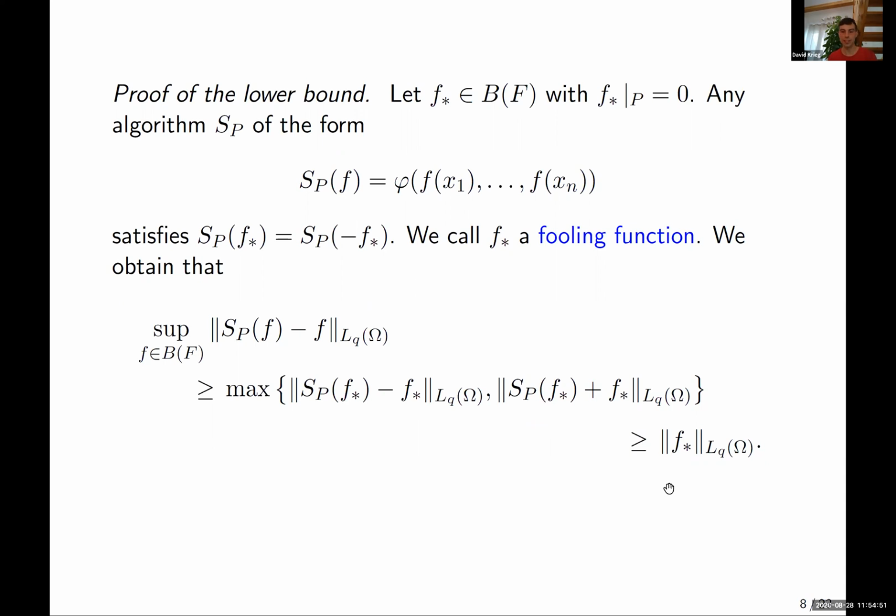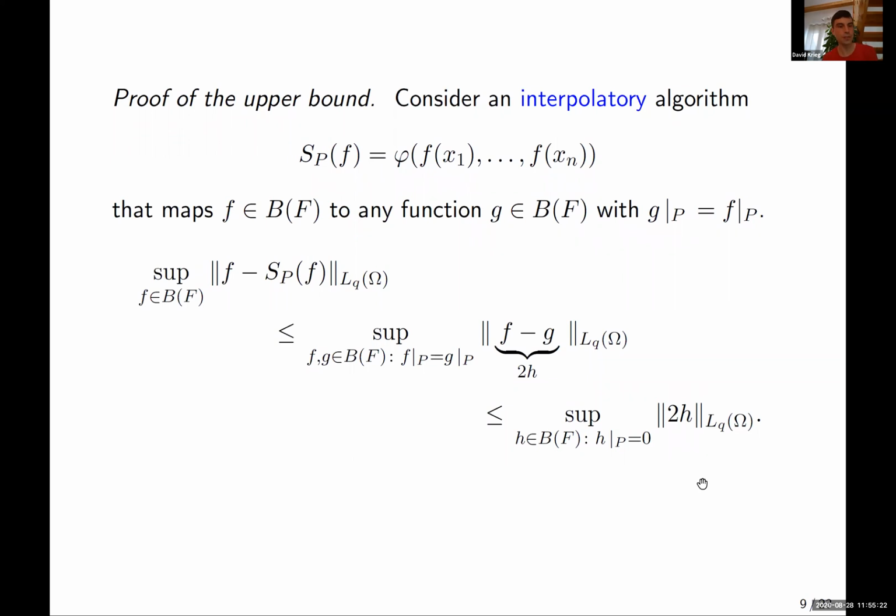So to put it a little differently, the best the algorithm can do is to choose the output right in the middle of f star and minus f star, and this would be the 0 function, and then we would have this error here. And this means that any algorithm has a worst case error at least like this, and then taking the supremum, we get the lower bound of the result. And for the upper bound, now we have to consider a particular algorithm and show that the error is smaller than 2 times this radius of information.